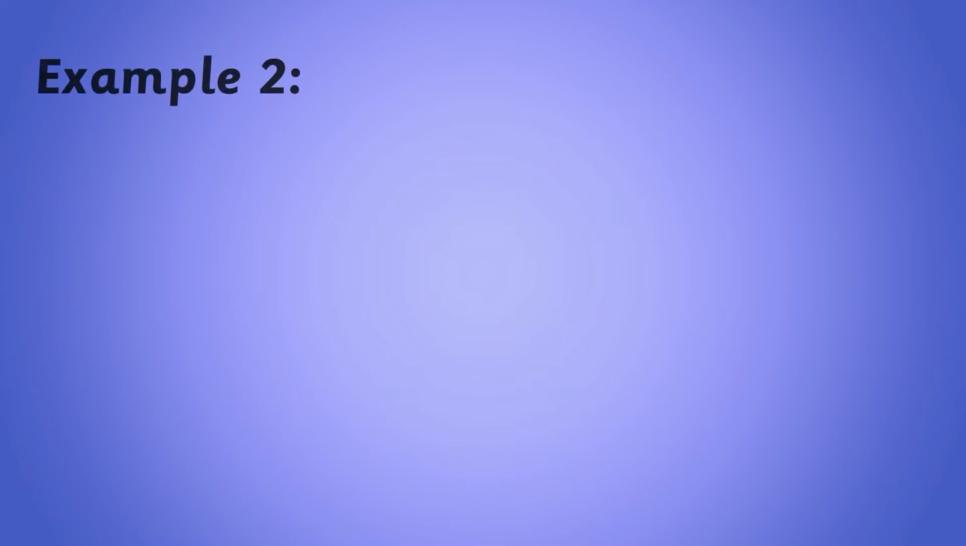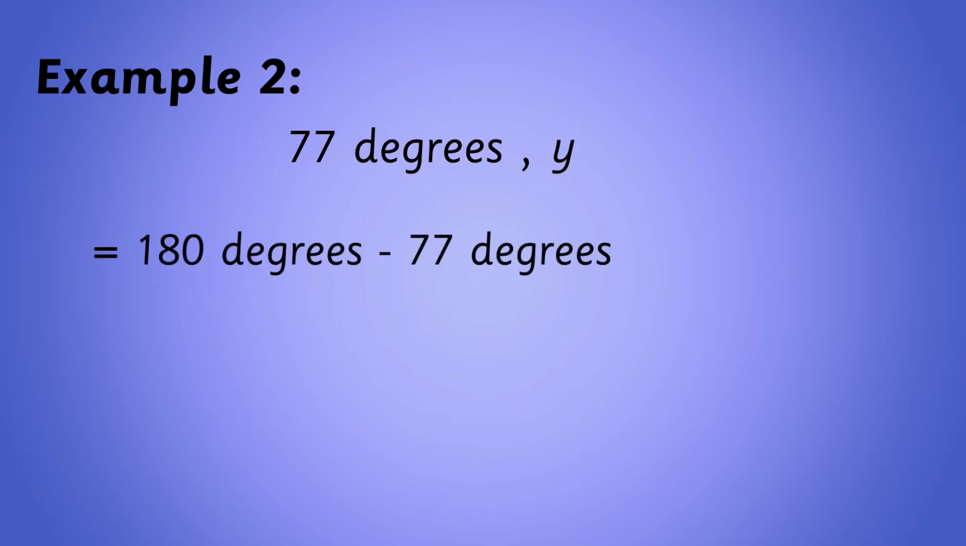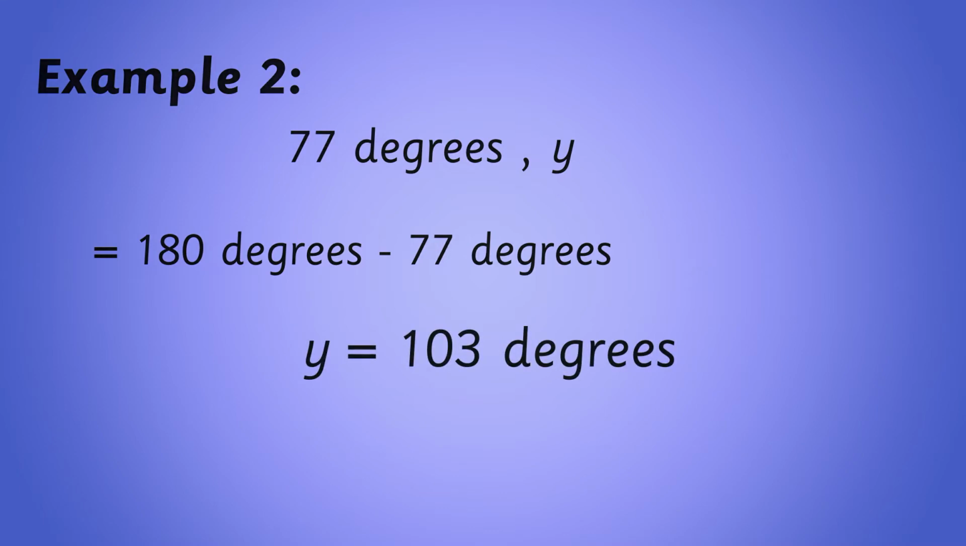Example 2, we have this one here. There is 77 degrees and y. Let us find y. Now, remember in example 1, we subtracted 130 from 180. So, let's subtract 77 from 180, which will give us 103. So, y is equal to 103 degrees.